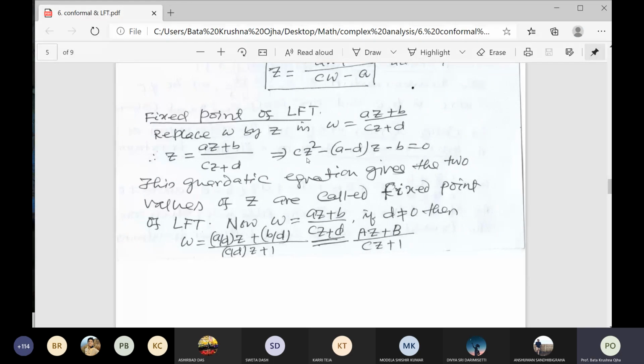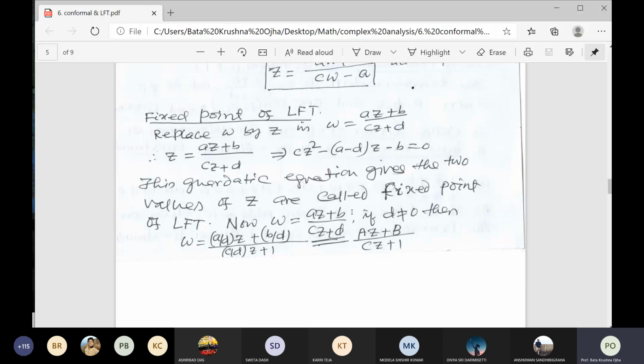Do you understand? Replacing w by z, we find a quadratic equation in z. There is no w. If a, b, c, and d are known to you, and you solve that equation using the quadratic formula, we will find two values of z. Those two values of z are called fixed points. So every LFT, linear fractional transformation, has at most two fixed points. At most, not more than two.